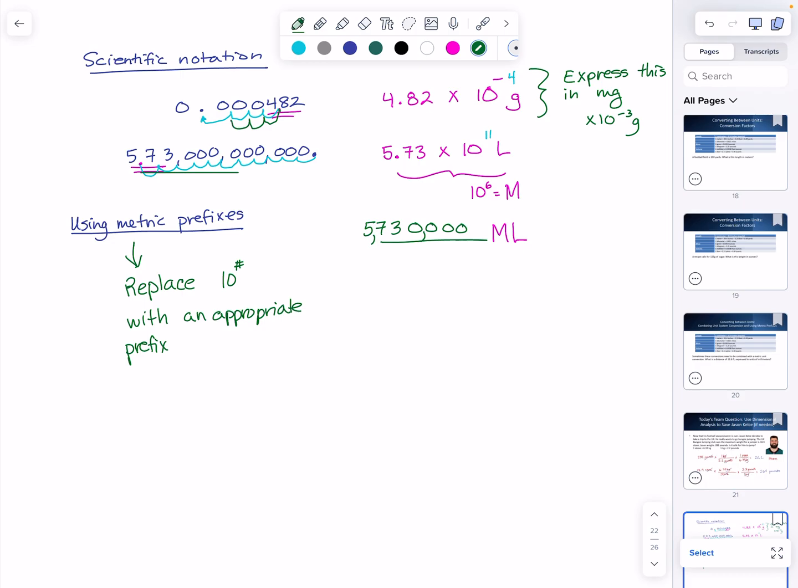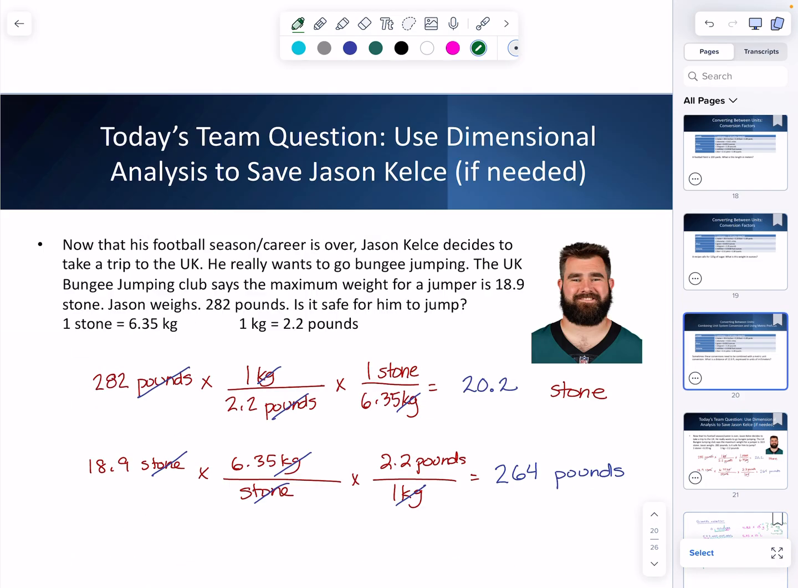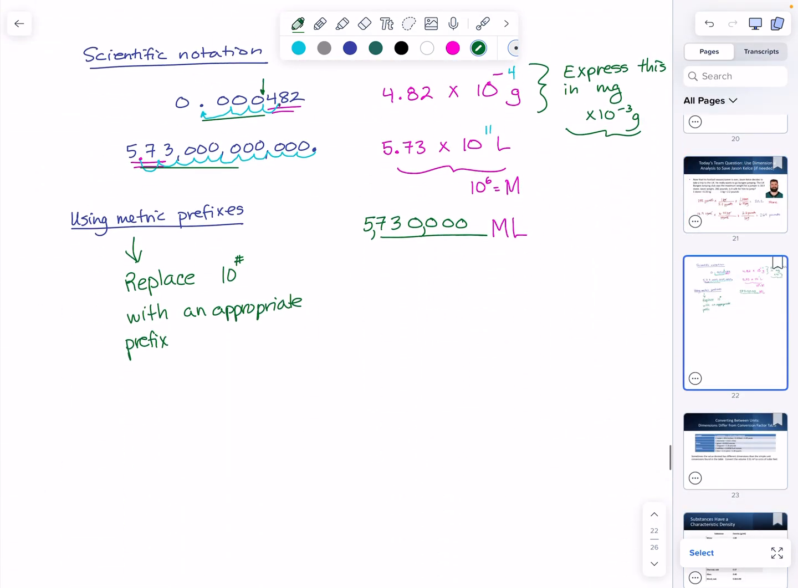So if we're moving it over only 3 instead of 4, we'll go 1, 2, 3. Whoops, hang on. It went the wrong way. Sorry. 1, 2, 3, okay? That would put the decimal point, so if it was 10 to the minus 3, that would put the decimal point right before the number 4. So this number in milligrams is 0.482 milligrams.